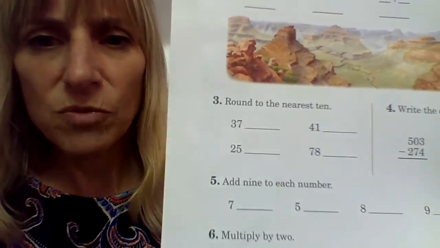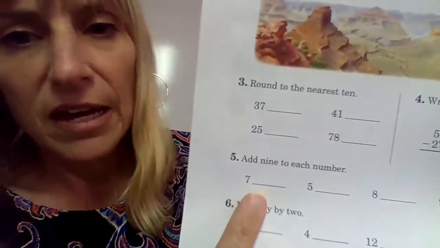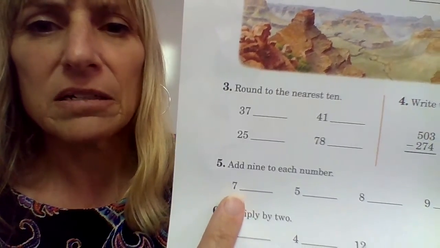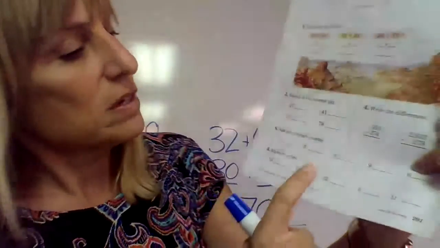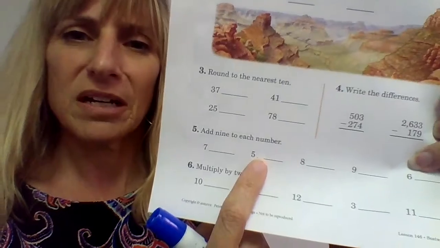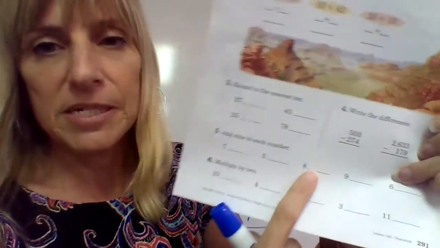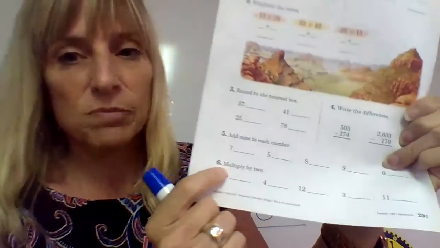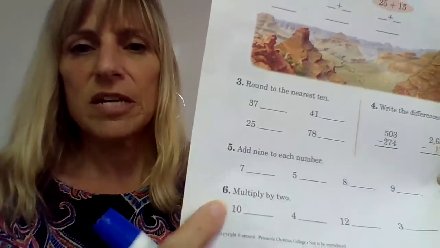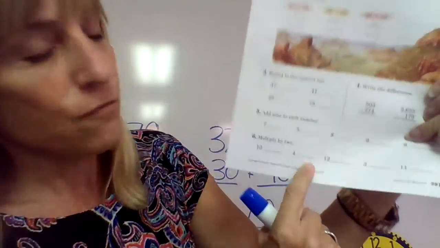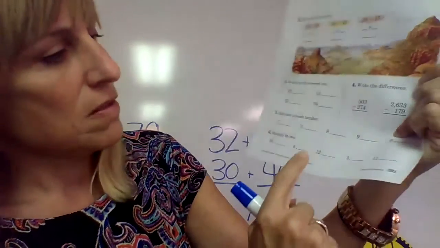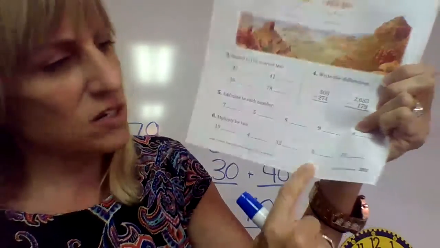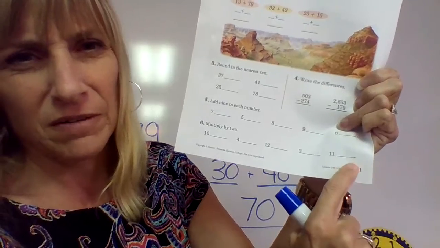And then number 5 says add 9 to each number. So the first one there, you're just going to add 7 plus 9. Write your answer. The next one, 5 plus 9. Write your answer. 8 plus 9. Okay? And then do the rest. And then this is multiplied by 2s. So 10 times 2, 4 times 2, 12 times 2, and just keep going. Okay?